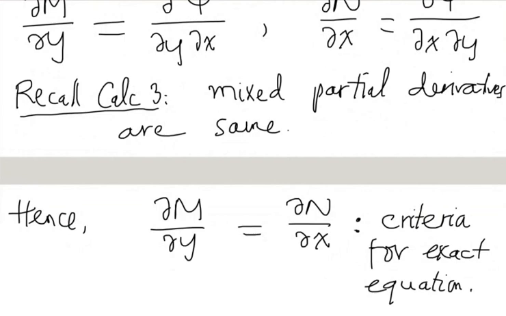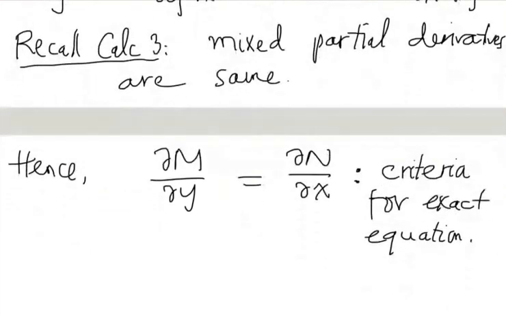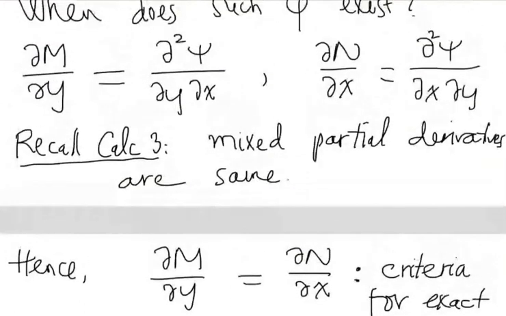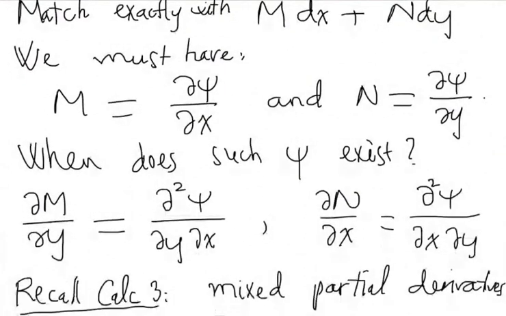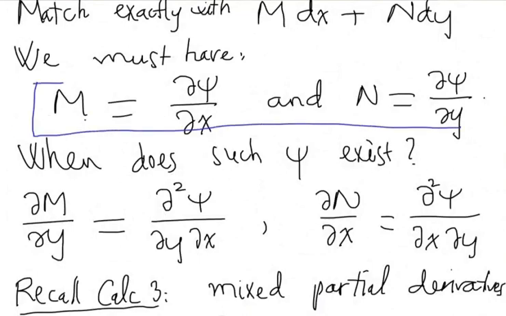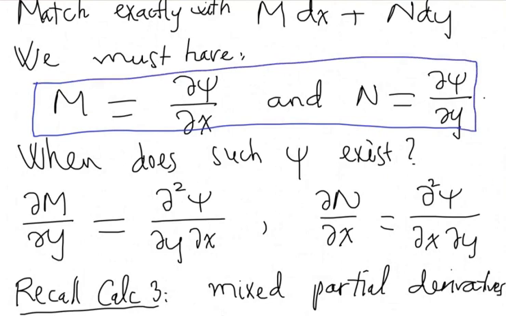And once we have the criteria, once we check that the equation is exact, then we can solve the equation by finding the function psi from these two equations. Partial psi partial x is the same as m, partial psi partial y is the same as n.